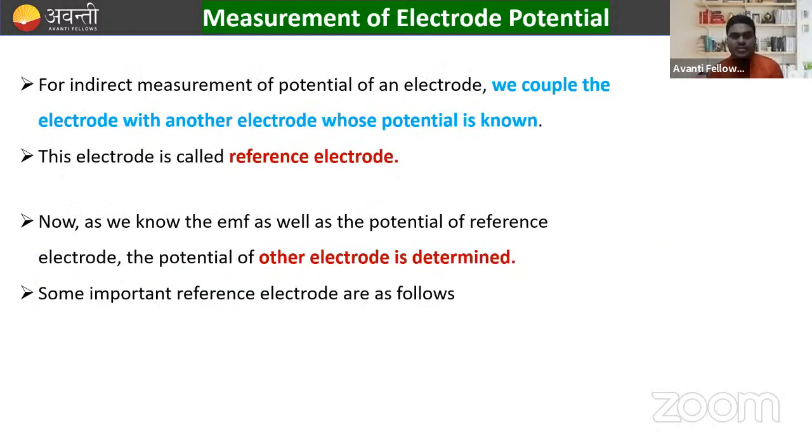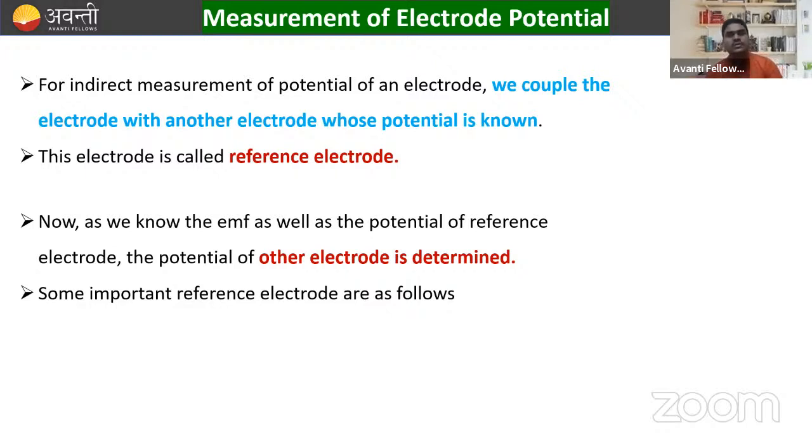So, measurement of electrode potential. For indirect measurement of the potential of an electrode, we couple the electrode with another electrode whose potential is known. This electrode is called the reference electrode.